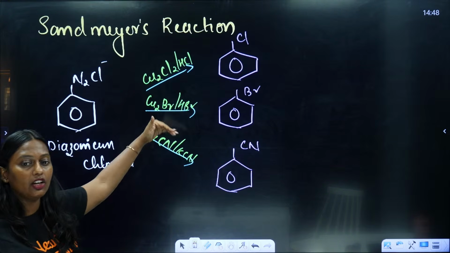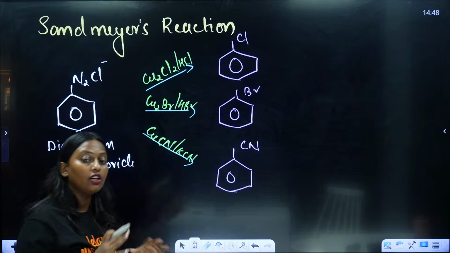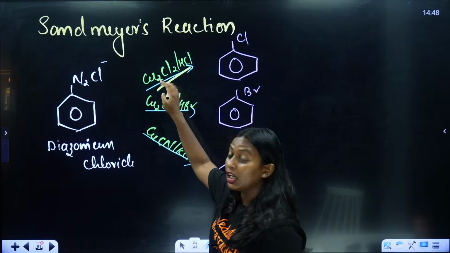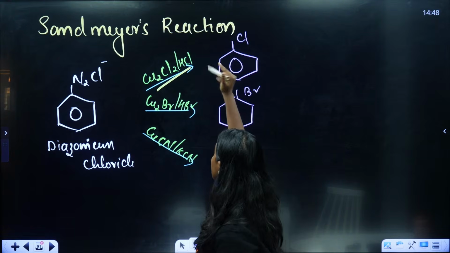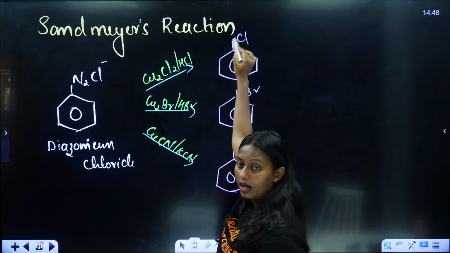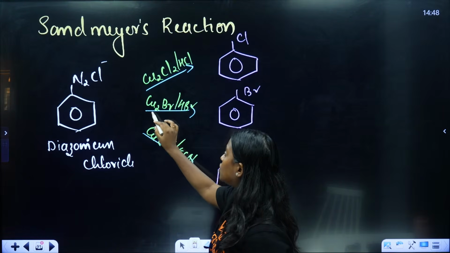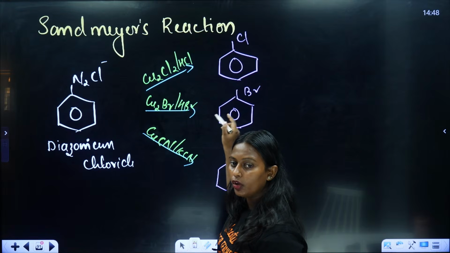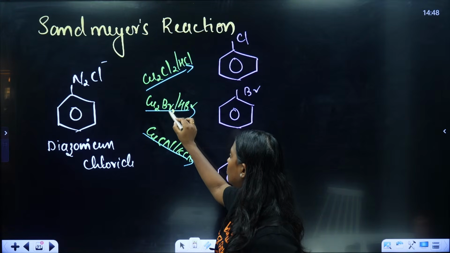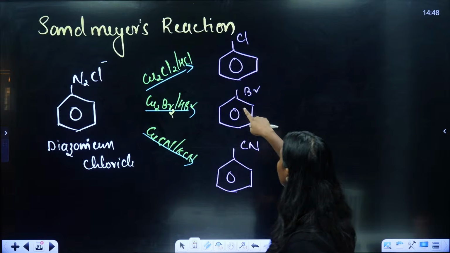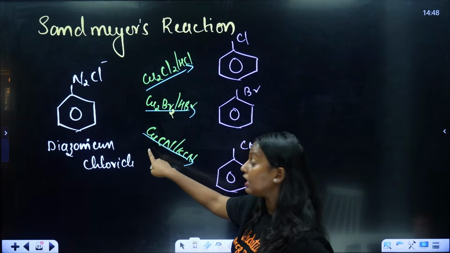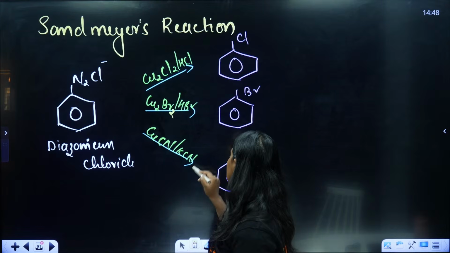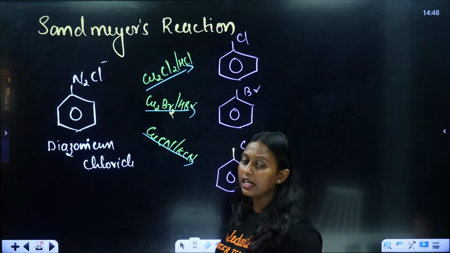We are treating it in different reagents and different conditions. Here it is Cu2Cl2 in presence of HCl, what will you get? Chlorine comes. If you are treating with Cu2Br2 and HBr, you will get bromine. If you are treating with CuCN in presence of KCN, what will you get? CN comes.